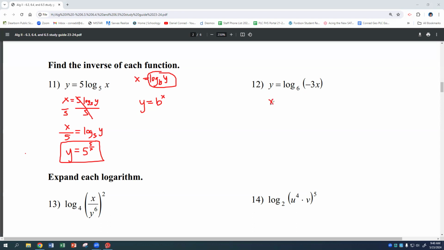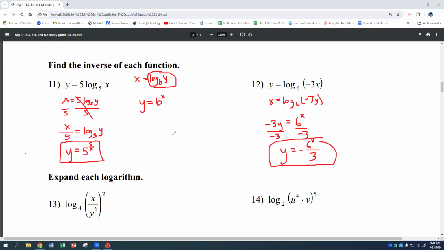We're going to switch the x and the y. Okay, we need to switch this to exponential form. So this is going to become negative 3y equals 6 to the x. And now we've got to get y by itself. So we need to divide both sides by negative 3. So we're going to get y equals, I'm going to move the negative out front. And then a lot of people tried to make this 2, but you can't combine the 6 to the x and the 3 because they have different exponents. Okay, so there's no way we could combine those. So that's going to be my final answer.